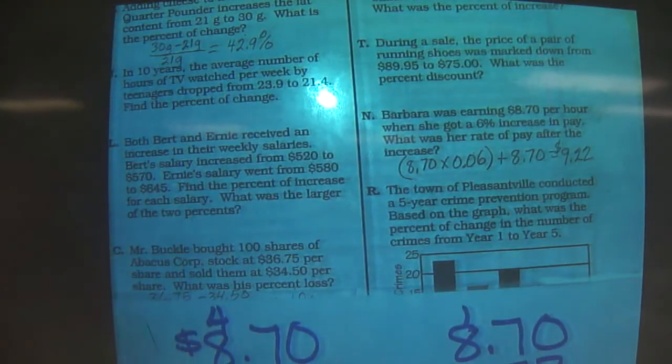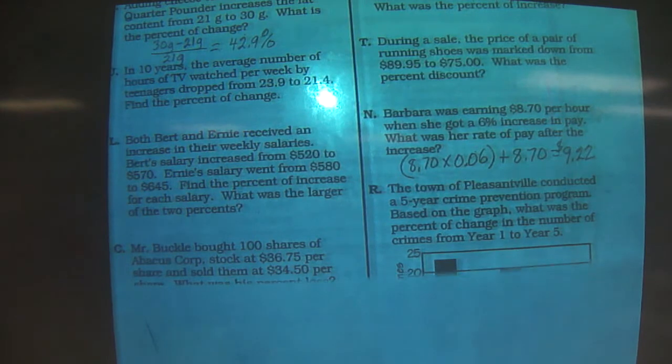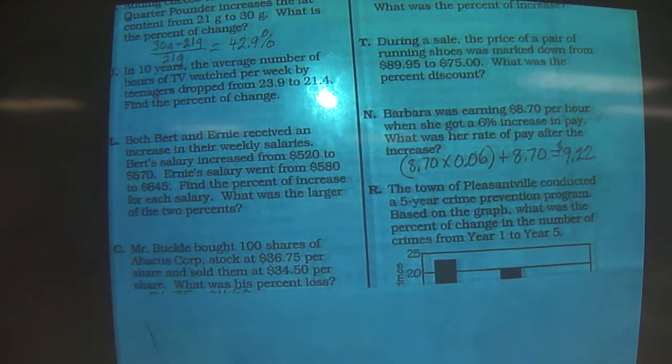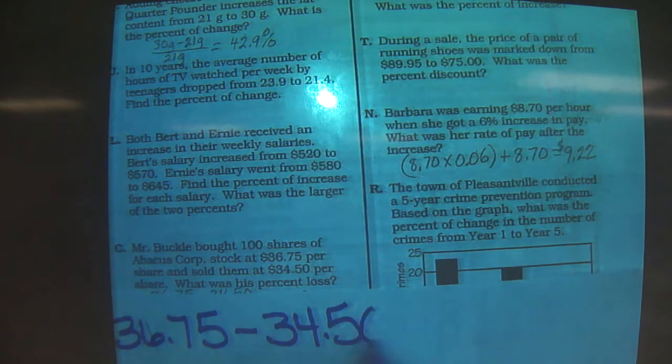That's not bad. Okay. Then Mr. Buckle bought 100 shares of Abacus Corporation stock at $36.75 per share. And he sold them at $34.50. What was his percent of loss? So $36.75, that's the big number, minus $34.50. And what was his first? What was the earlier amount? $36.75.